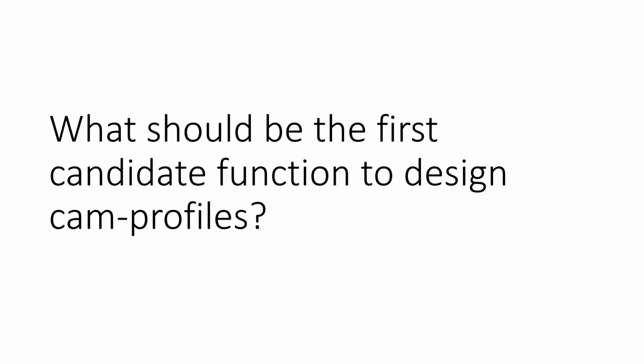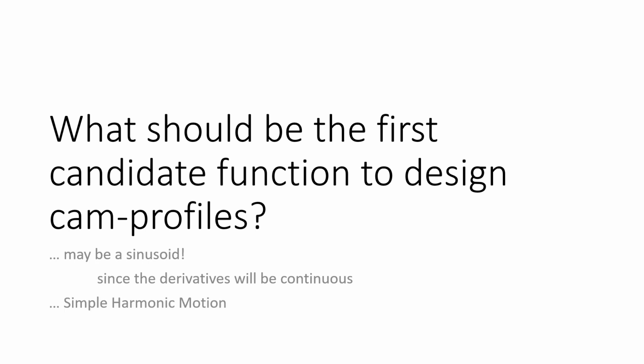So since we observed that the straight line segments are not going to serve the purpose, mainly because the derivatives were not continuous, what can be the first candidate function to design such CAM profiles? Potentially we may use sinusoids, mainly because the derivatives are going to remain continuous, and also because when the cam rotates fully, it is going to be a simple harmonic motion that you would observe. With this realization, we are going to start our discussion by using the sinusoids and observe whether they are going to serve the purpose or not.